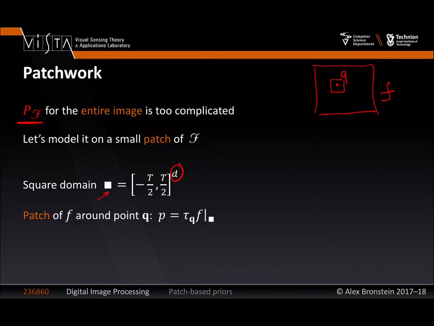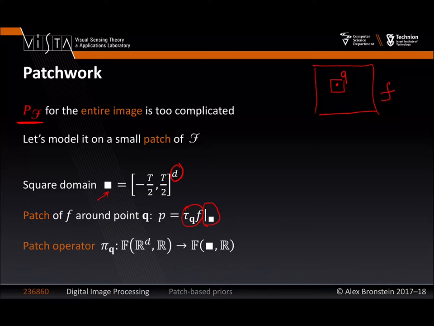Okay, so the way I'm going to do it, I'm going to translate the entire function by q. This point now shifts to the origin, and then I'm going to restrict it. You see, this is a restriction of the function to this square domain. So basically the function is undefined beyond this square domain. I first translate, then I evaluate it on this canonical domain. So it's basically equivalent to defining a patch at an arbitrary point q.